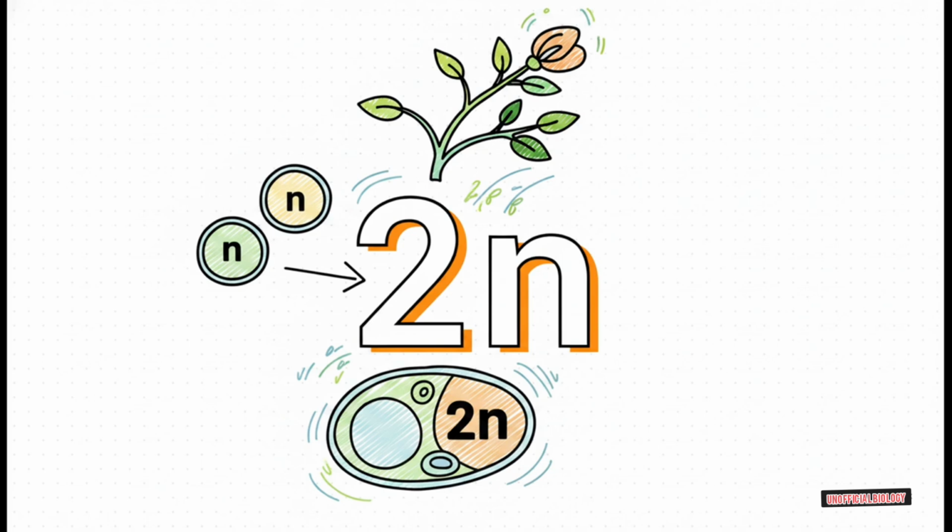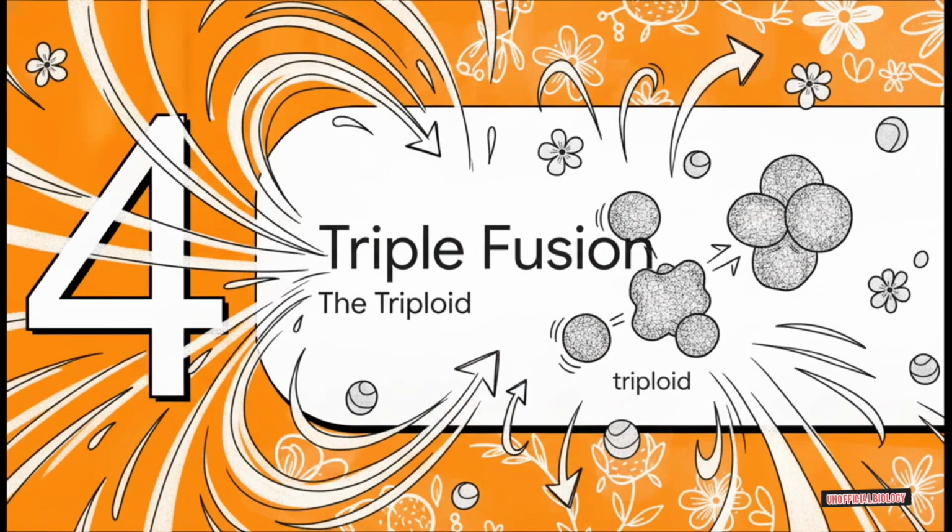I want you to really emphasize this ploidy level in your notes. It's a critical takeaway. Haploid plus haploid equals diploid. This single diploid cell is literally the starting line for the brand new plant embryo. Now, this is pretty standard sexual reproduction, right? We see this across so much of the biological world. But that leads us right into section 4, triple fusion, the triploid.